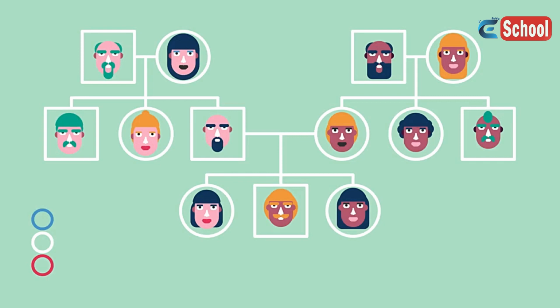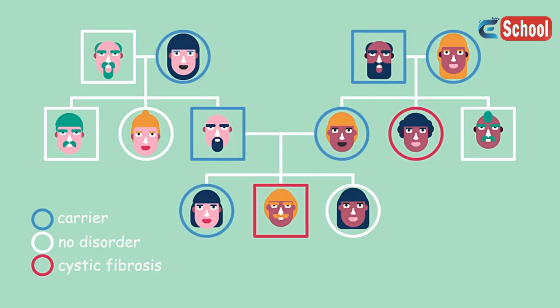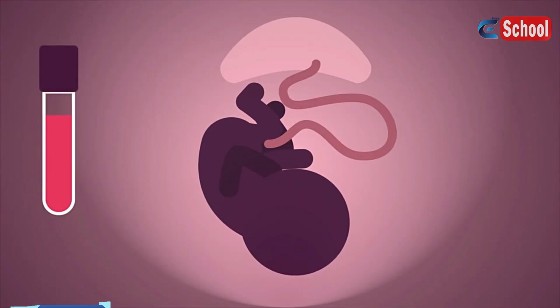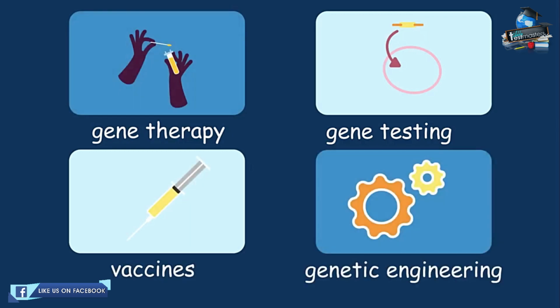Genetic testing can also be done if you have a family history of a genetic condition, such as sickle cell anemia or cystic fibrosis, or you're in an ethnic group that has a high risk of a specific genetic disorder. If you're pregnant, tests can detect some types of abnormalities in your baby's genes. Down syndrome and trisomy 18 syndrome are two genetic disorders that are often screened for as part of prenatal genetic testing. All forms of gene technology exist to benefit humans by preventing and curing diseases and ensuring food security.